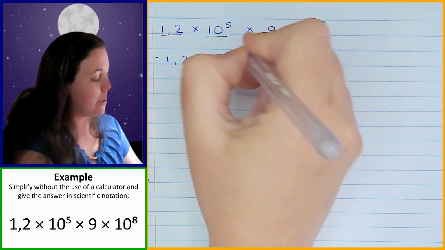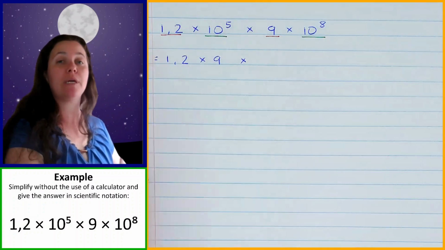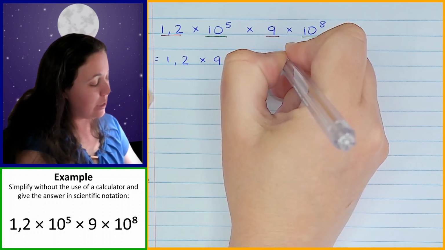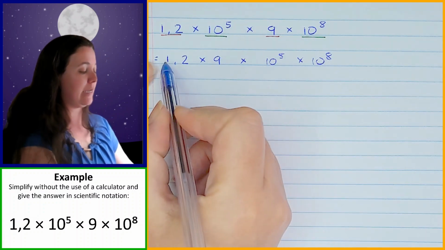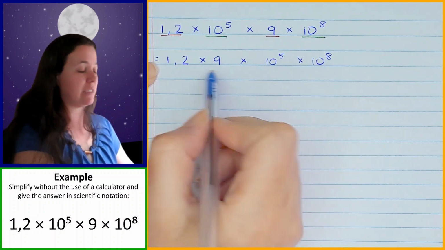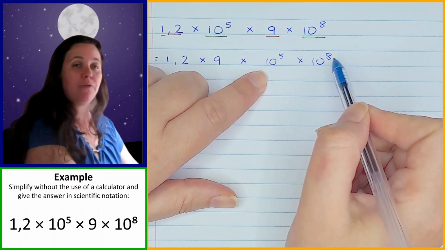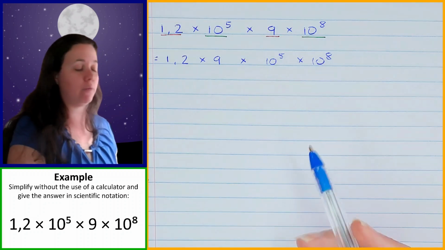Now remember, multiplication is commutative. That means that we can rearrange them, which is what I'm doing over here, and it's also associative, which means we can group them in different ways. So that's why I can choose to do the 1.2 times 9 together, and I can choose to do the 10 to the power of 5 times 10 to the power of 8 together. I'm grouping them in ways that will work for me because I can do that with multiplication.